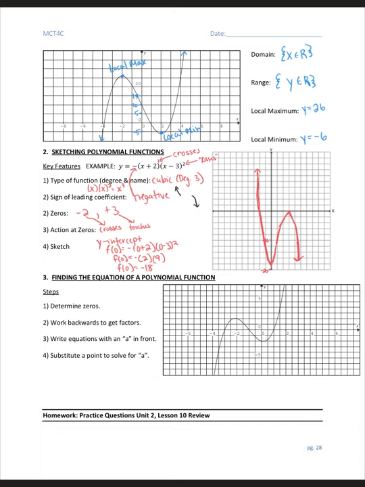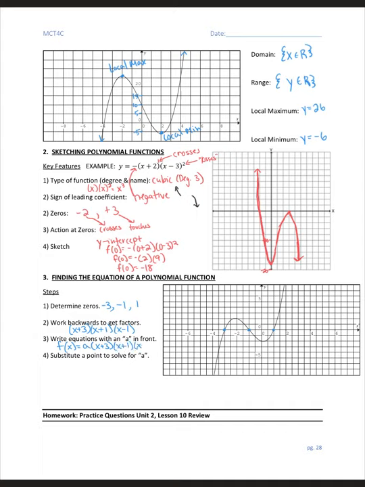All right, last thing we did in this unit, we talked about finding the equation of a polynomial function. So first thing we're going to do is we're going to determine the zeros. So we have a 0 here, here, and here. So those zeros are at -3, -1, and a +1. So we're going to work backwards. We're going to put those into factors. We have x + 3, x + 1, and x - 1. All right, so those are our factors. If we want to write the general equation we're going to have f of x equals a. Remember that a represents some kind of stretch or compression.